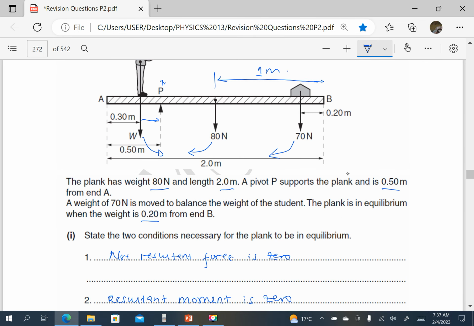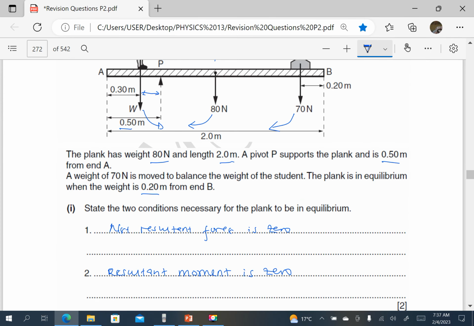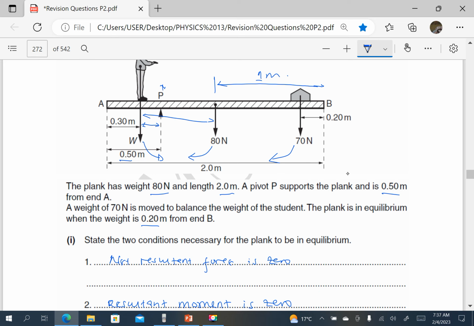The perpendicular distance is going to be this one, which is 0.5 minus 0.3, that is 0.2. So that is times 0.2. It is the only one causing anticlockwise moments. Then 80 newtons is causing clockwise moments. Its perpendicular distance is this one here. Remember, the 80 newtons was at the center of the beam.